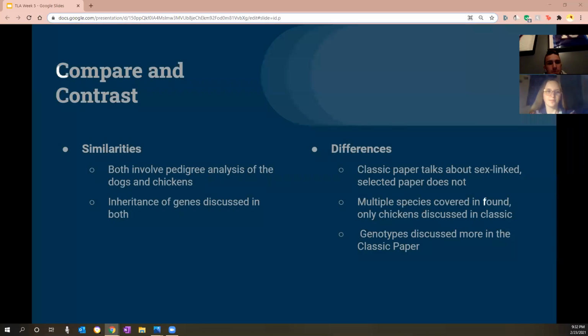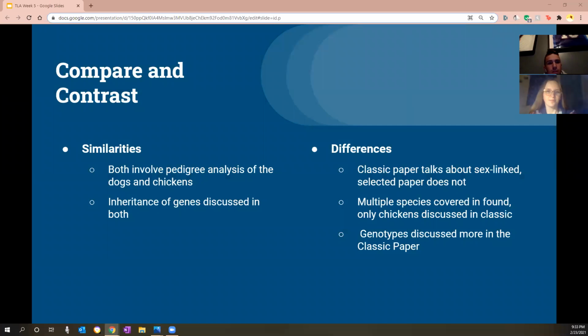Can we go to the next slide? Comparing and contrasting the two papers, we see similarities. Both papers involve pedigree analysis of the dogs and the chickens, and they both discuss the inheritance of genes. The differences would be that the classic paper talks about sex linkage and the select paper does not, as well as the multiple breeds covered in the found paper and only chickens discussed in the classic. And the genotypes were discussed more in the classic paper as compared to the found paper.